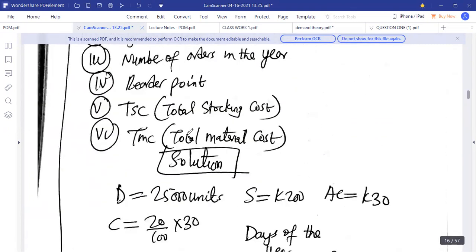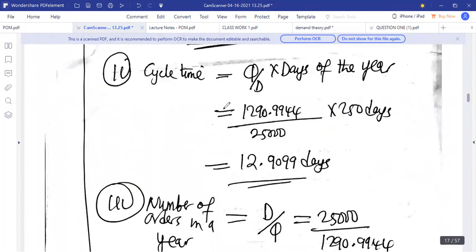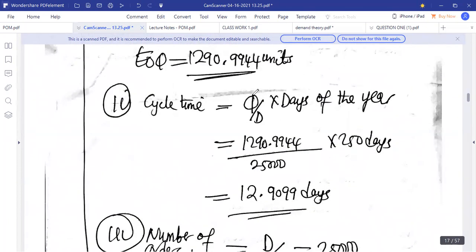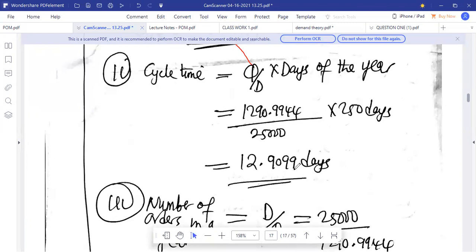says you need to find the cycle time. So cycle time, the formula is Q over D. The Q is the EOQ, which is the one which we have found there. So you substitute there, you get the cycle time in days. So you have 12.9099 days. So this is the time between orders. So time between orders, when you place one order from the other one, before we place the other order. So this is the cycle time.